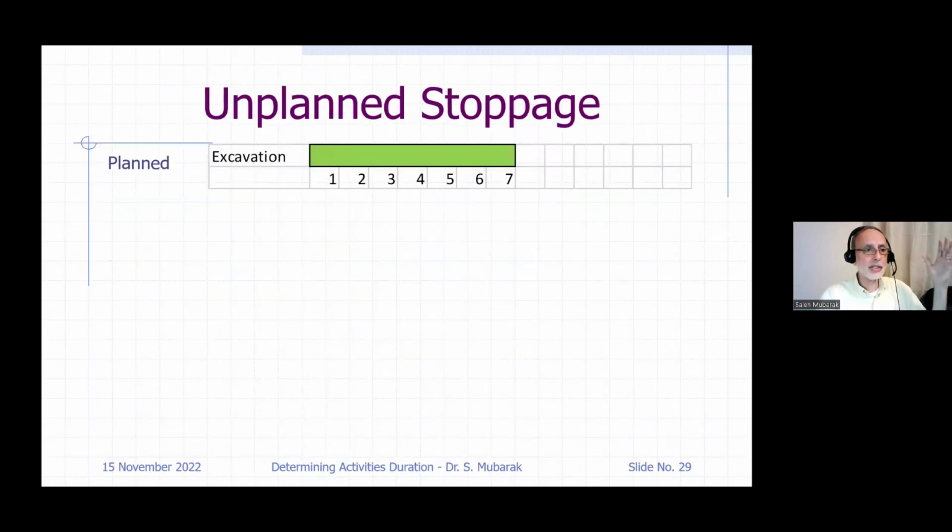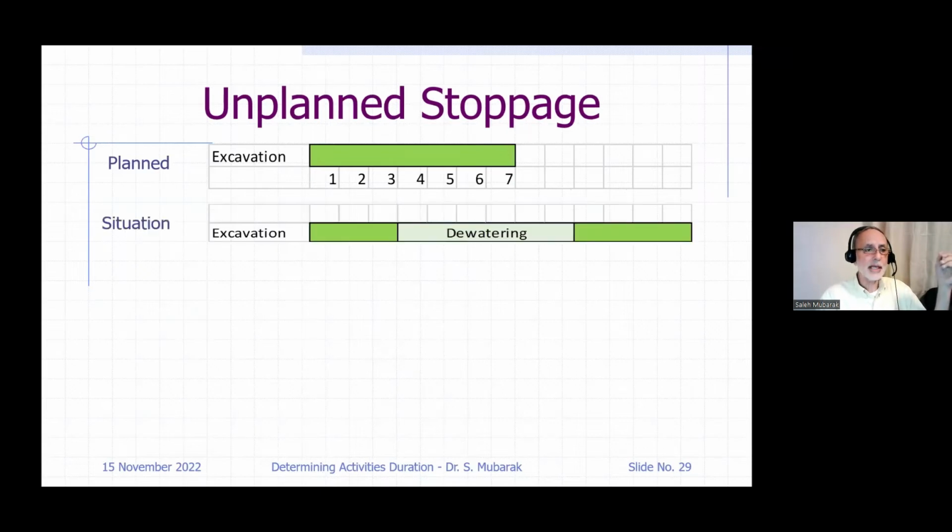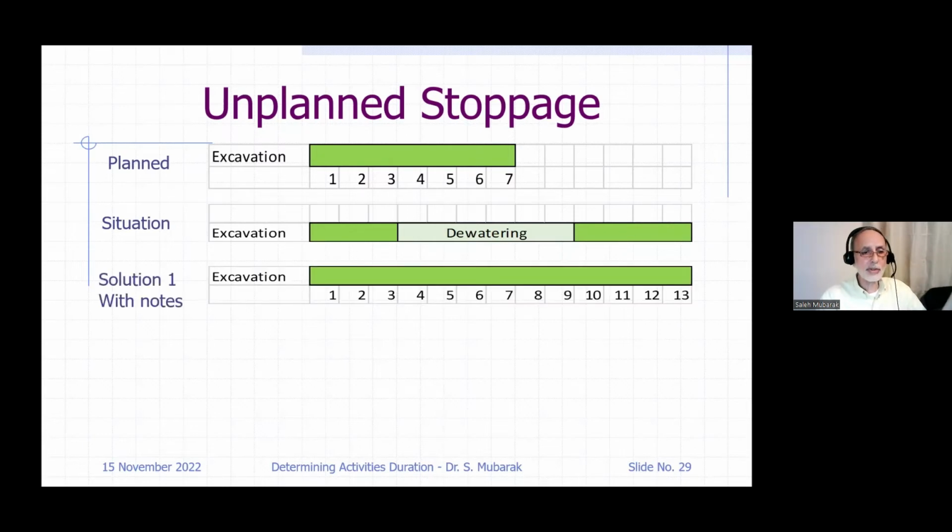Here's the situation. The planned excavation is 7 days. What happened is that you stopped working for 6 days and then you resumed. So you don't want to show that. Well, you can show that. Solution number 1, you can show that as a 13-day activity.